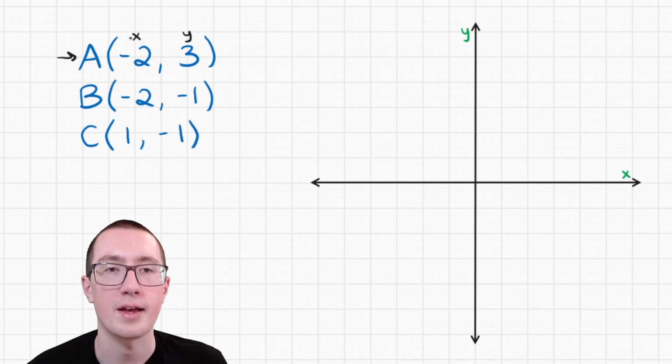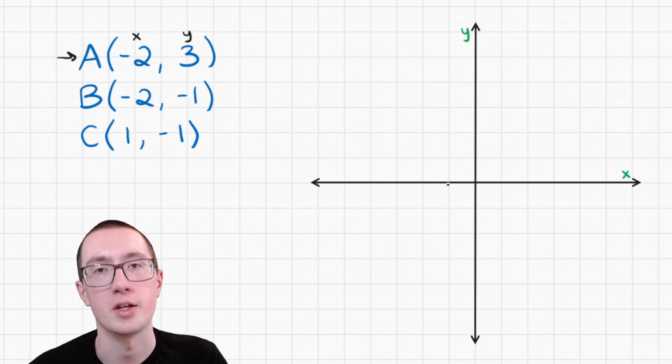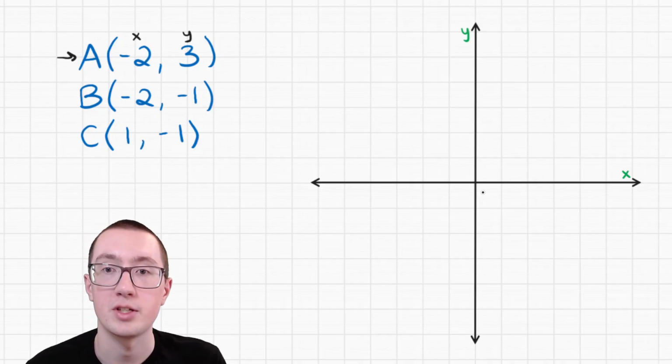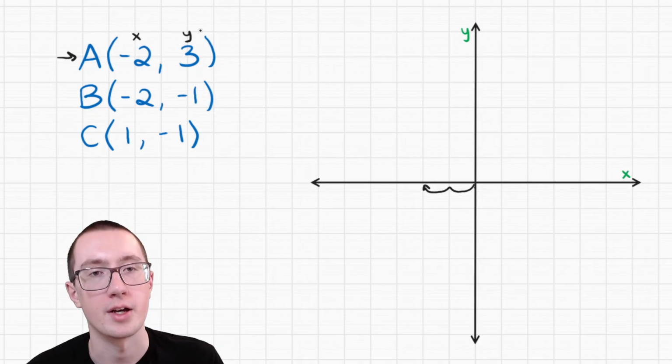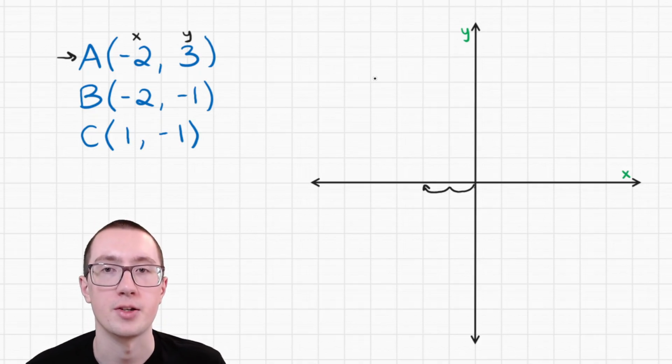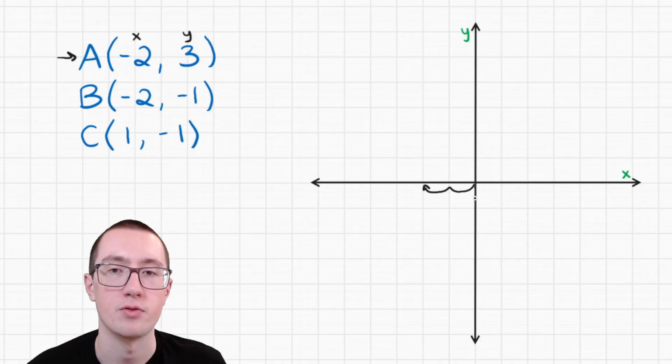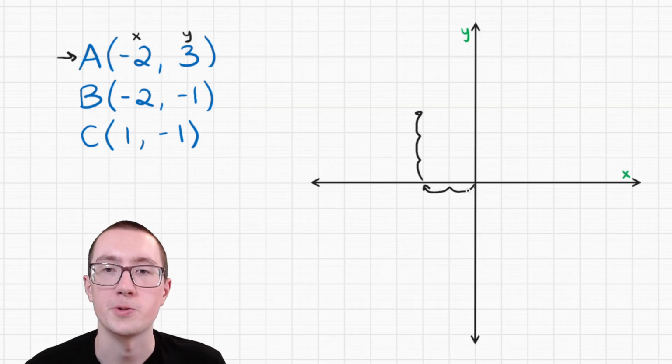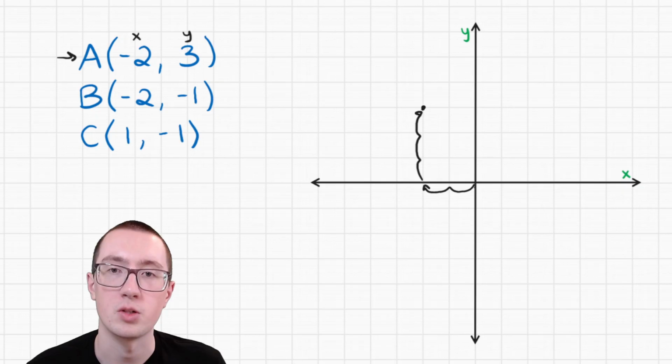So first let's plot x. X is left and right, and negative numbers are to the left, and positive numbers are to the right. So when x is -2, that means we need to go 2 squares to the left. And then we need to plot y. Now y is up and down, and positive numbers are up and negative numbers are down. So when y is +3, that means we need to go up 3 squares. So we've gone 2 to the left and we've gone 3 up, which means that our point A is going to be right here. And we're just going to write the letter A next to it.